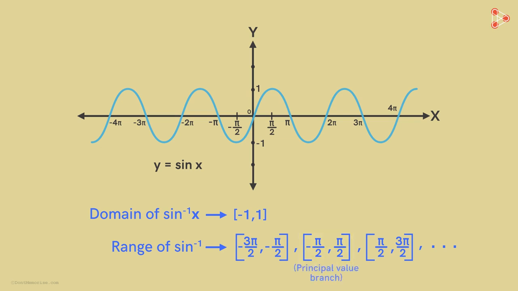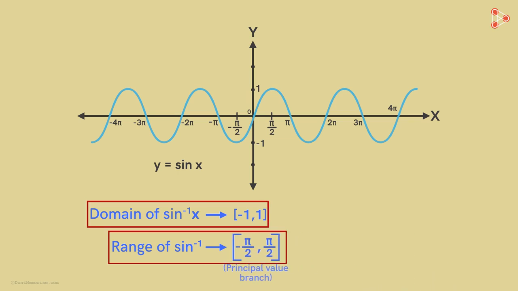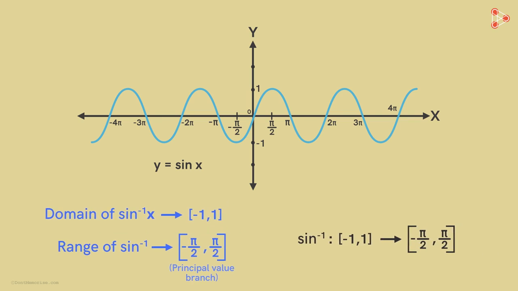So the domain of sine inverse function is this, and its range is this. And this is how we write it. The value of an inverse trigonometric function, which lies in the range of the principal branch, is called the principal value of that inverse trigonometric function.